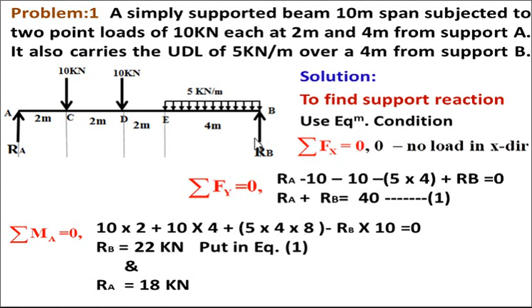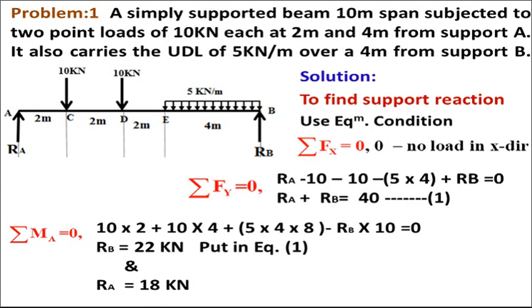Why minus? Because this RB is rotating anti-clockwise and all these loads are rotating clockwise. So by taking this you will get the value of RB as 22 kilonewton. And then RA as 18 kilonewton, because total is 40, and 40 minus 22 you will get 18 as RA. So we got RA 18, RB 22.